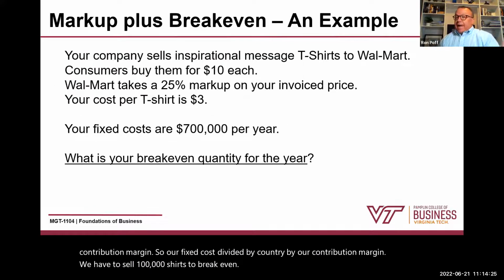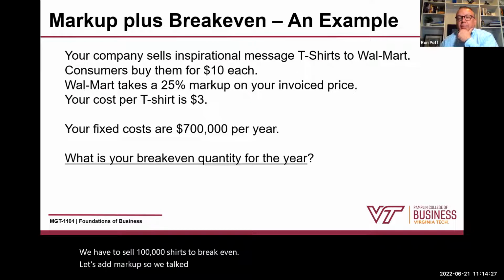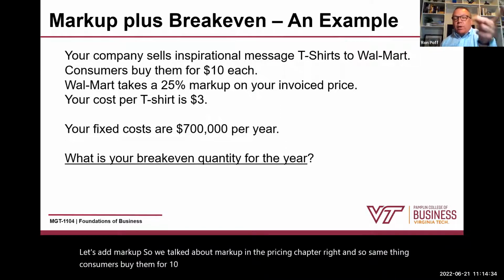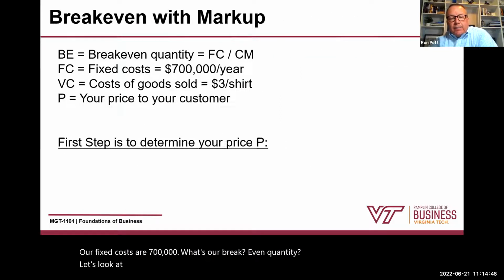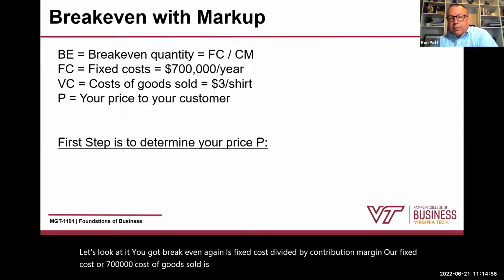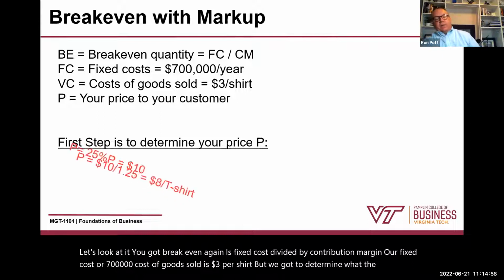Now, let's add markup. We talked about markup in the pricing chapter, right? Same thing, consumers buy them for $10. Walmart makes a 25% markup on the invoice price. Again, still $3. Our fixed costs are 700,000. What's our break-even quantity? Break-even, again, is fixed cost divided by contribution margin. Our fixed costs are 700,000. Cost of goods sold is $3 per shirt, but we have to determine what the price to our customer is.